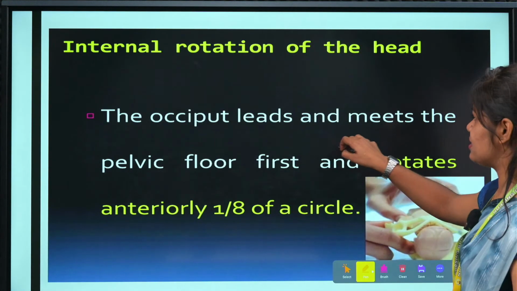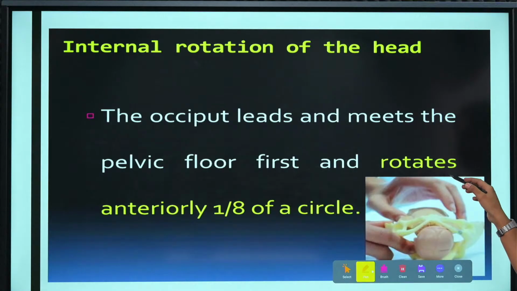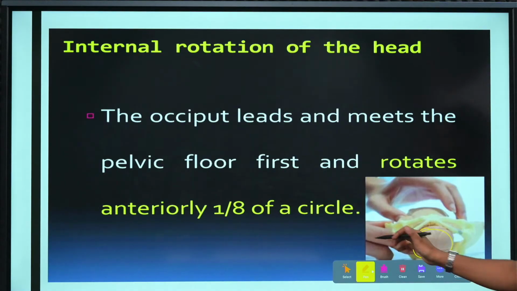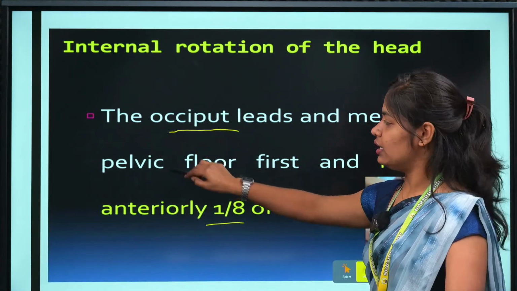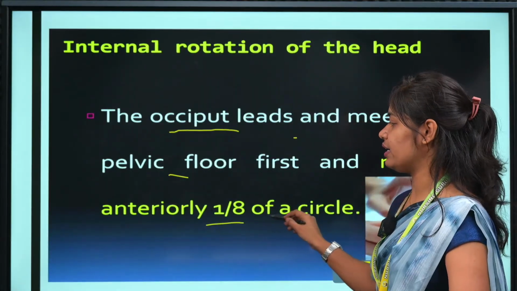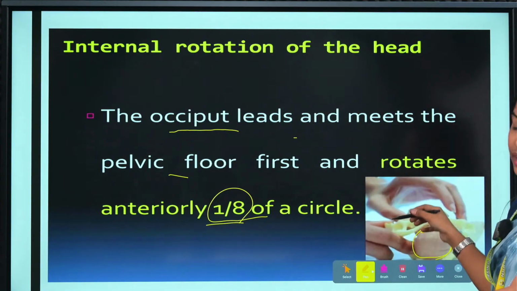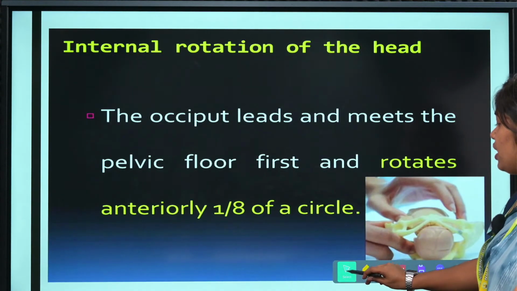The occiput leads and meets the pelvic floor and rotates anteriorly 1/8 of the circle. It may rotate left or right. The head of the fetus will rotate 1/8 of the circle anteriorly to the pelvic floor. The occiput leads and passes through the birth canal or pelvis. In internal rotation, this occurs internally, inside the birth canal. This is internal rotation of the head.